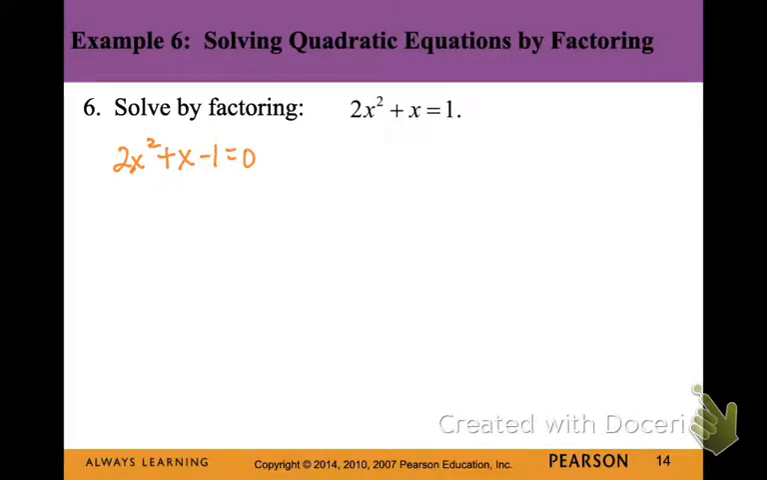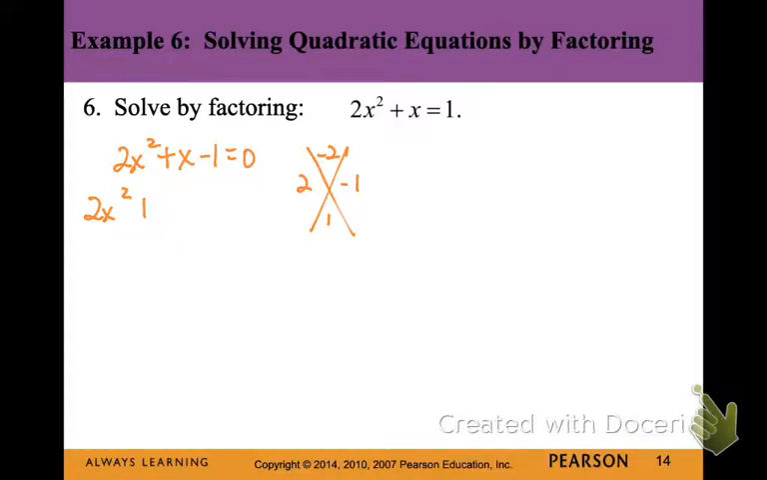So now let's see if it'll factor. I'm looking for 2 numbers that, if multiplied, will equal a times c, and that if combined will equal 1. And so 2 and -1 do that. Because I have an a value of 2, and the number in front of the x squared term is not 1, I need to factor by grouping.